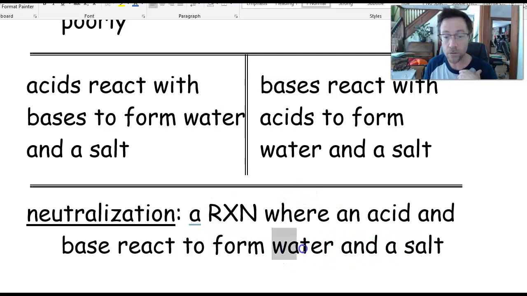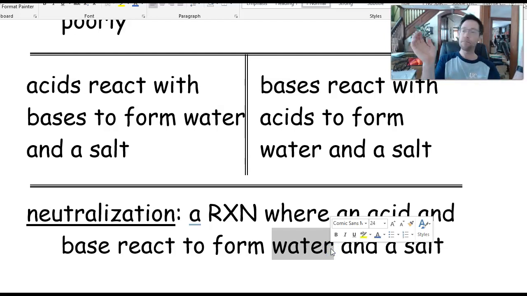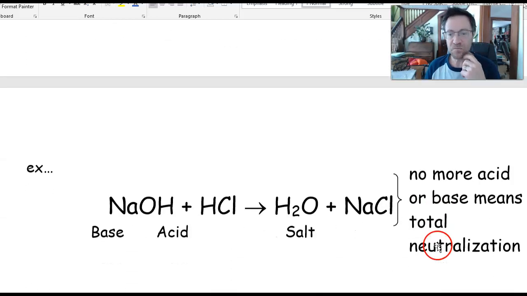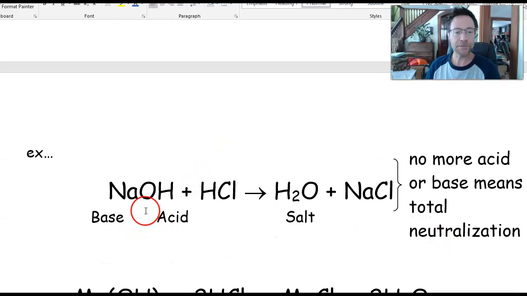And remember, the water comes from the hydrogen from the acid and the hydroxide from the base. Hydrogen and hydroxide make water, so stable. Once it forms, it's not going to break apart. And the salt is just the leftovers from the acid and the base. Got it? Good. Okay. Moving on.